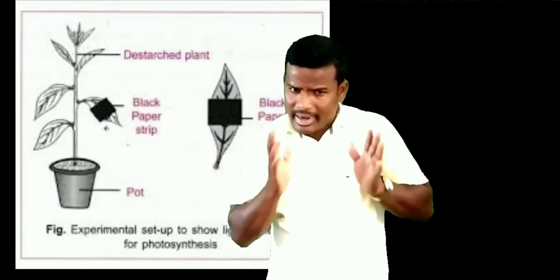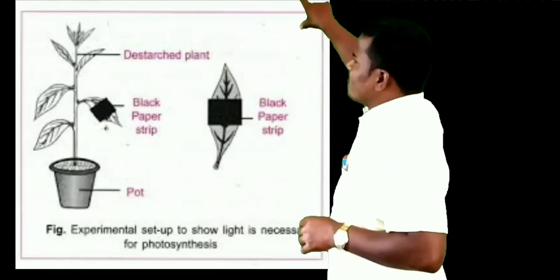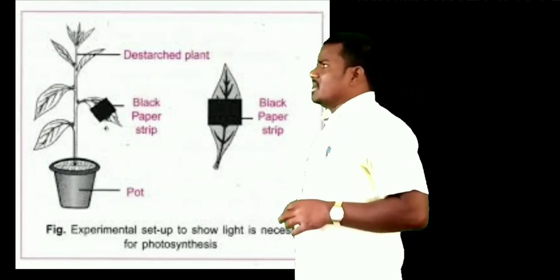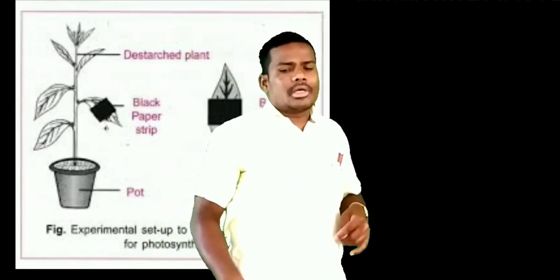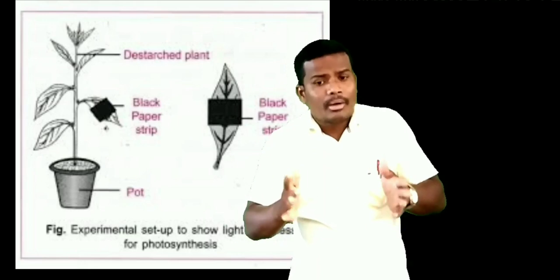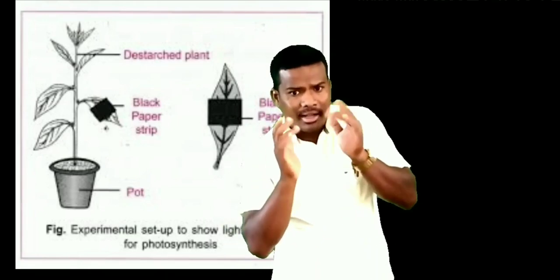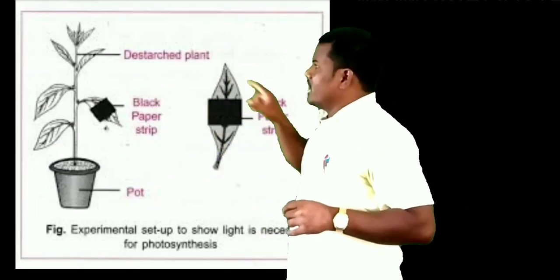Next, how can we show that sunlight is necessary for photosynthesis? With the help of an experiment that we conduct in the laboratory. Sunlight is a required factor for photosynthesis. Next, the required materials: a potted plant, a de-starched leaf, and black paper. Next is the procedure.